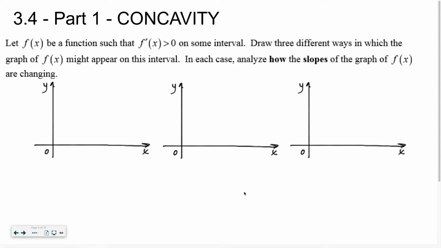Okay. And then what I want you to do at your pod is talk about, you know all of the slopes are positive, but how are the slopes changing in each of those? Okay, you know the slopes are positive, but how are the slopes changing? Talk about it.